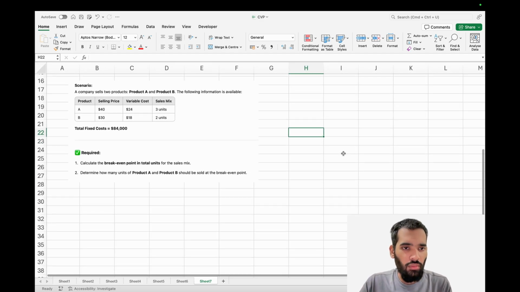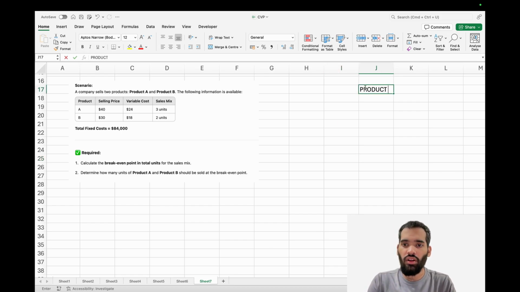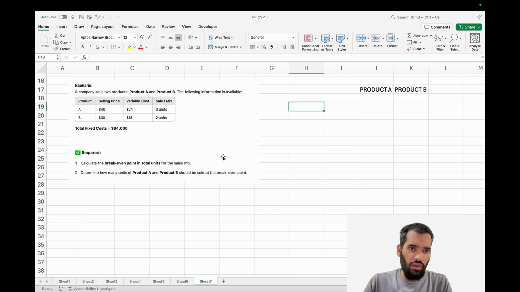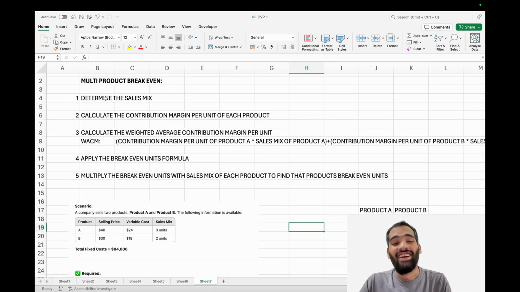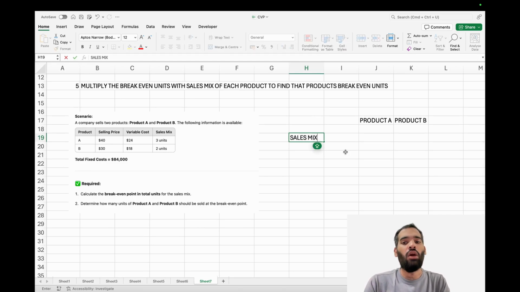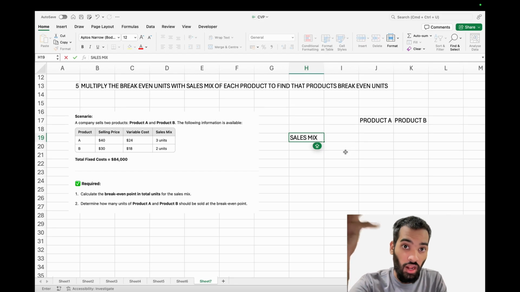So this is what I recommend always to keep things clean. Put the products in the columns. So we are doing product A and product B. Now, what is the first step we learned? Is to calculate the sales mix. Calculate the sales mix of each product, right? So sales mix is how much percentage sales you want each product to be from the total 100%.